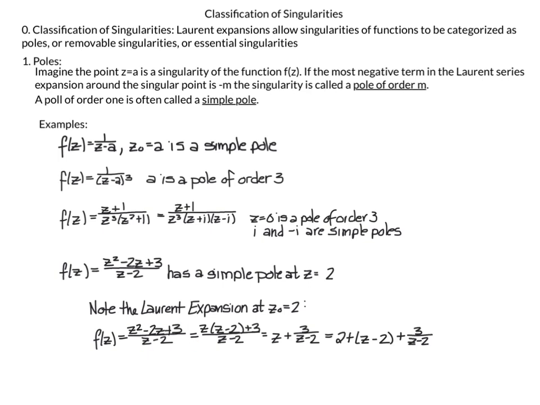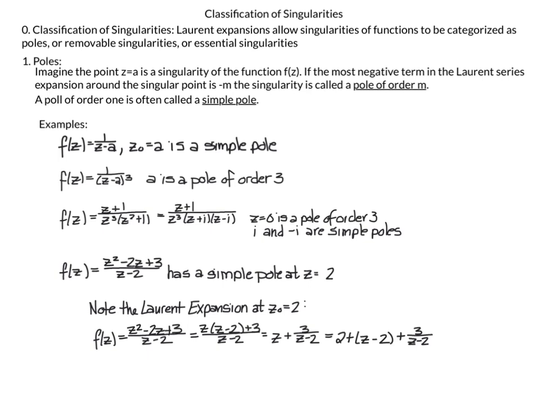And what I did is I wrote down the function z squared minus 2z plus 3 over z minus 2. I notice in the numerator I can factor out my z and I get z times z minus 2 plus 3 over z minus 2. I then separate my fractions. I have these two cancel and I'm left with z, and over here I get 3 over z minus 2.